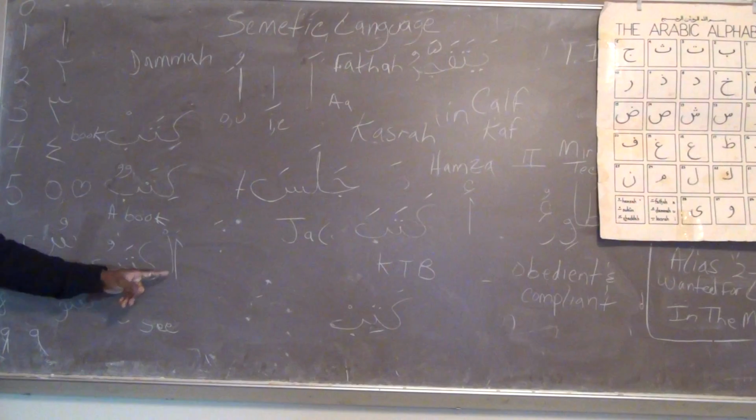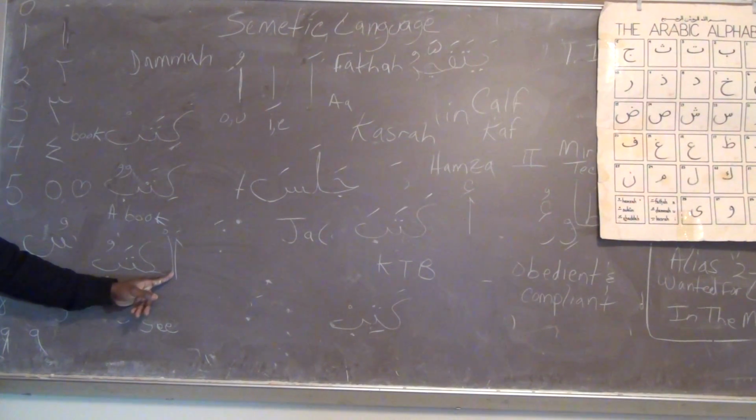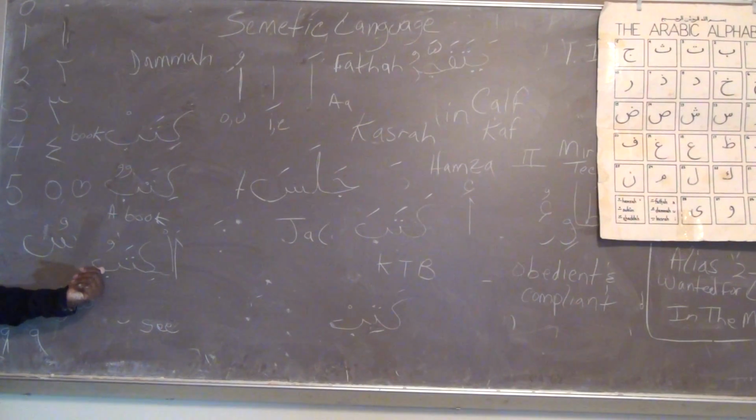So see, we got AL is the definite article, the, and then here's the word book. Al-kitabu. That's how you say this. Al-kitabu. Okay? Now, let me point this out.